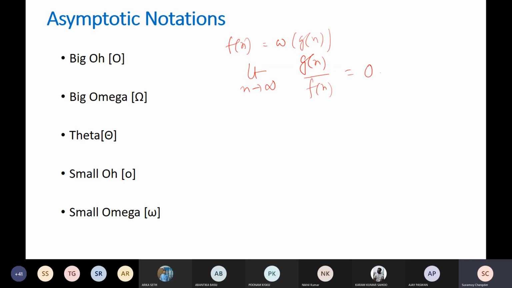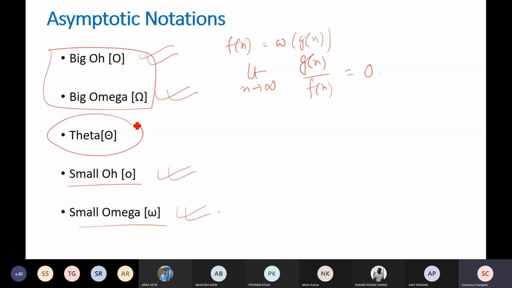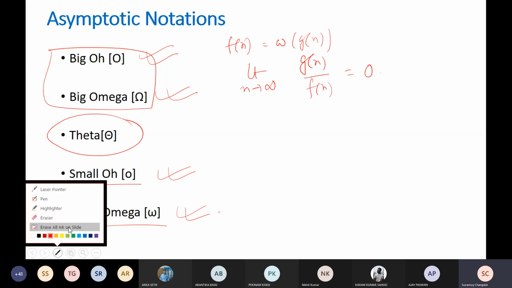So you can choose like this any lower bound or upper bound: small omega for the lower bound, and small o for the upper bound. Big O is the tight or closer upper bound, big omega is the closer lower bound, small o is the loose upper bound, and small omega is the loose lower bound. These are defined by theta itself. Clear? So these five are the asymptotic notations that we will use throughout our discussion.